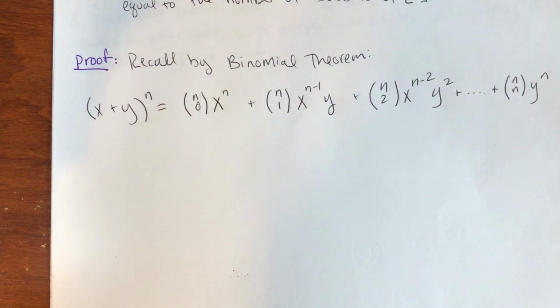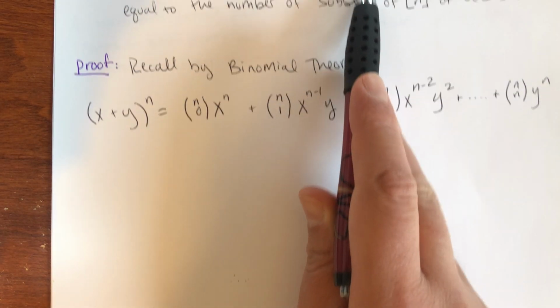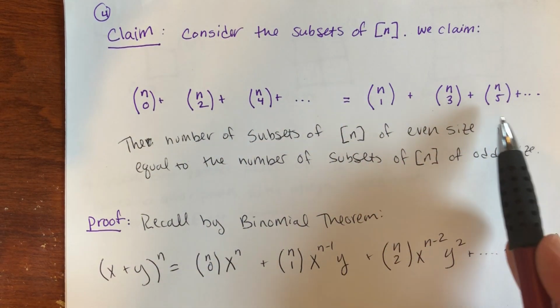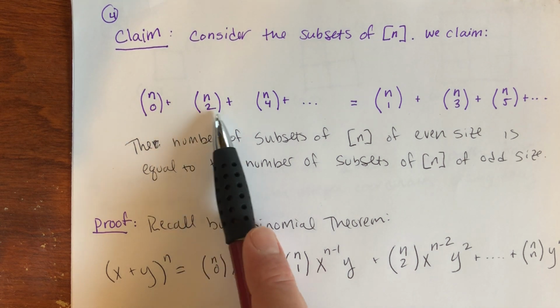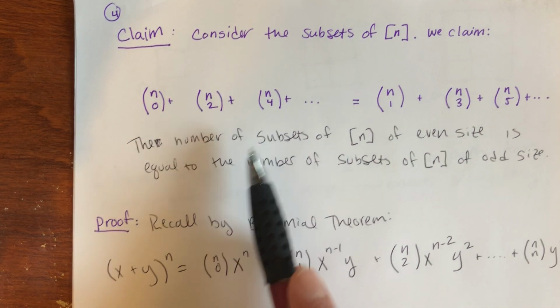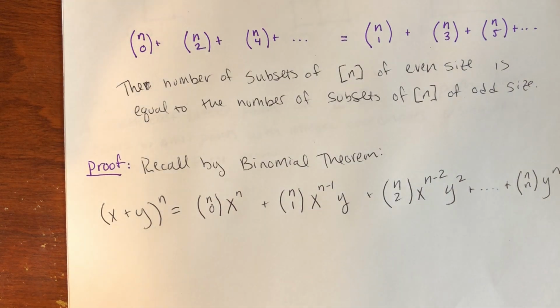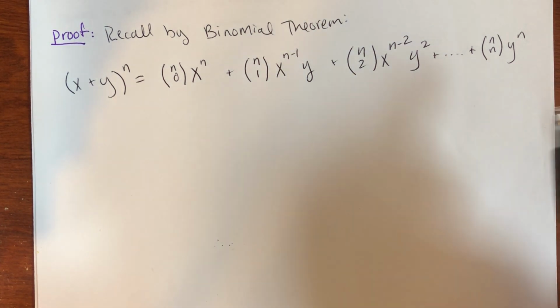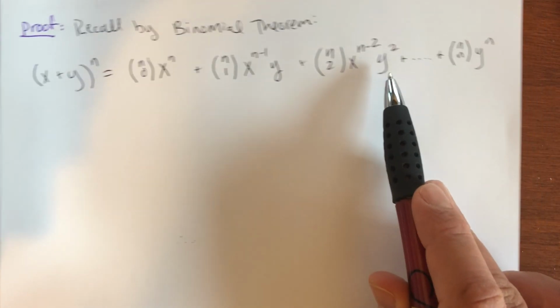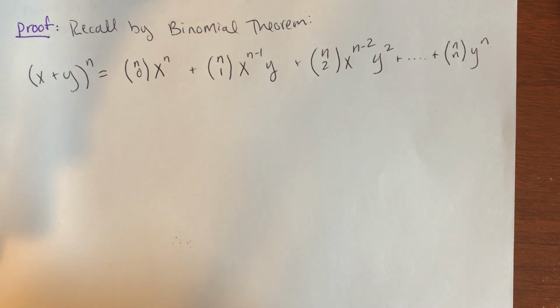So how are we going to use that here? Well, we want to say something about the alternating sum, right? If we were to move these odd n choose odd things to the other side, we'd have an alternating sum, n choose 0 minus n choose 1 plus n choose 2 minus n choose 3, etc. And we want to show that it's equal to 0. So what I want to do is use the binomial theorem here and try and get an alternating sum, right? I want this to be negative, and I want this to be negative, and I want it to alternate each time.